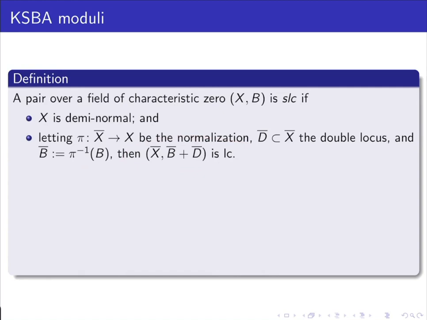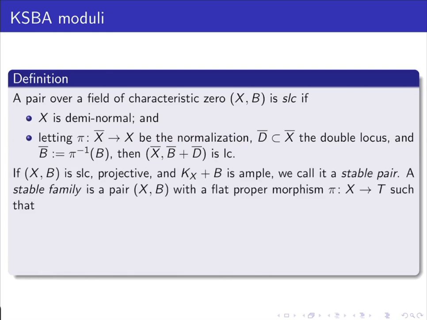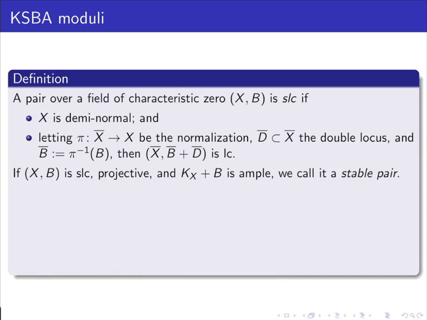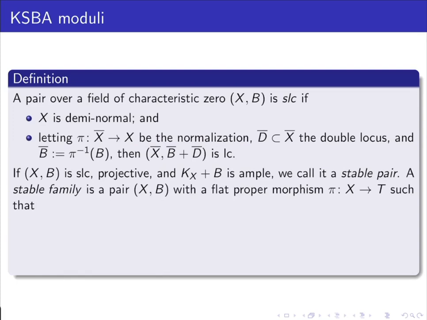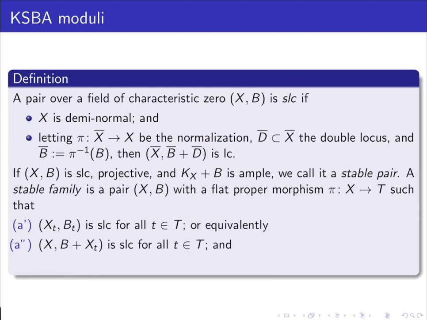So semi-log canonical is the non-normal version of log canonical. If you have an SLC pair which is projective and K_X + B is ample, we will call it a stable pair. And a stable family will just be a pair with a flat proper morphism to a regular one-dimensional scheme T, such that one of these two equivalent conditions holds. Either A prime: the fibers are semi-log canonical for all t, or A double prime: (X, B + X_t) is semi-log canonical for all t in T. And finally, you want K_X + B to be pi-ample.